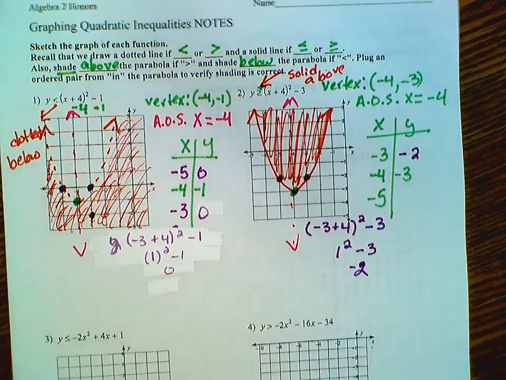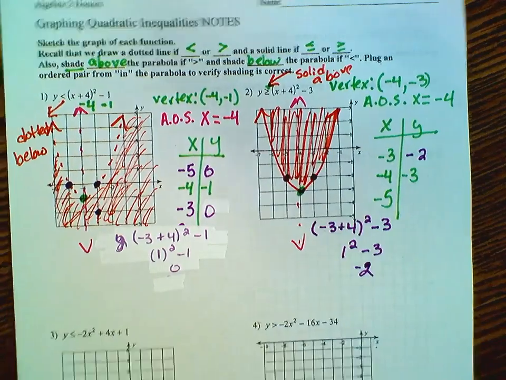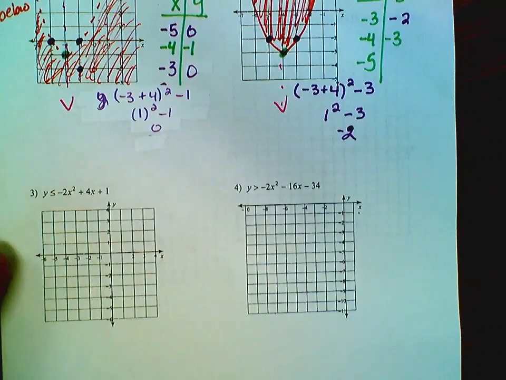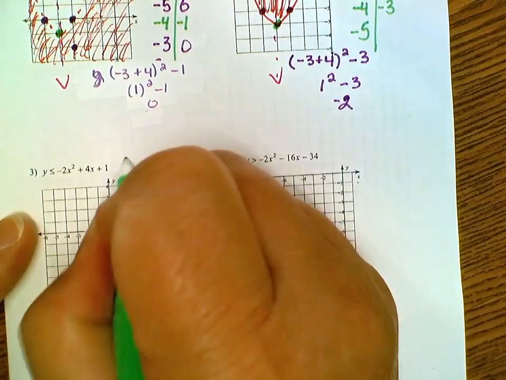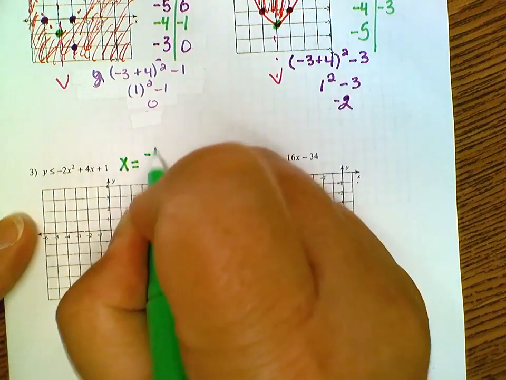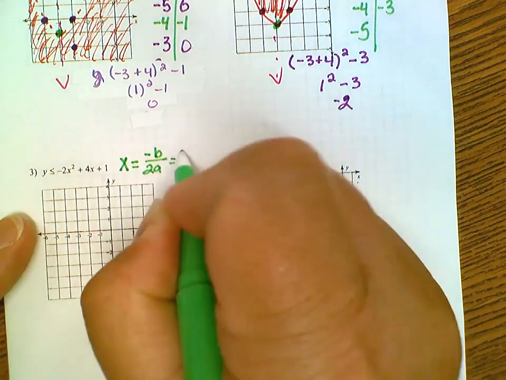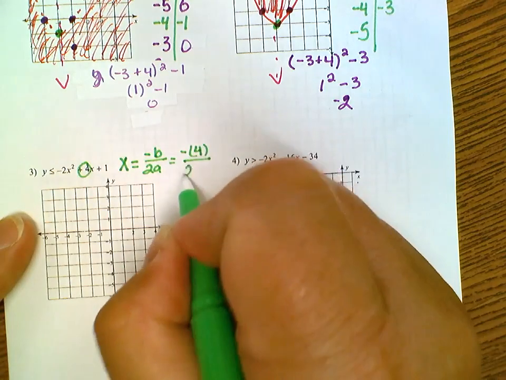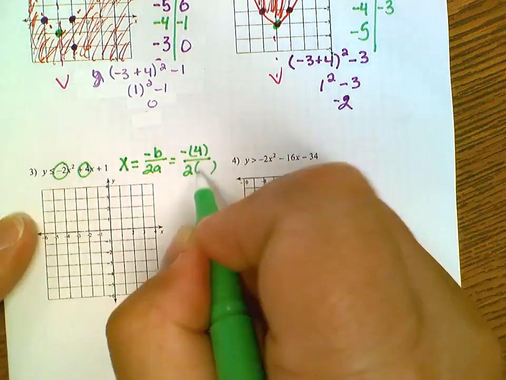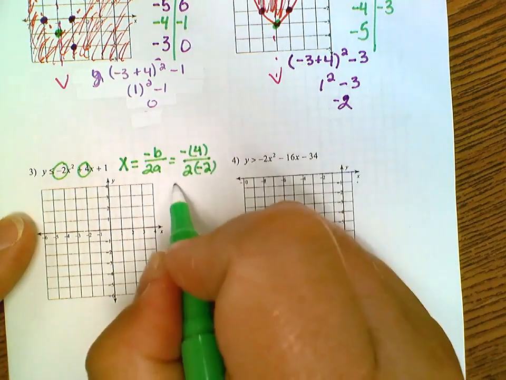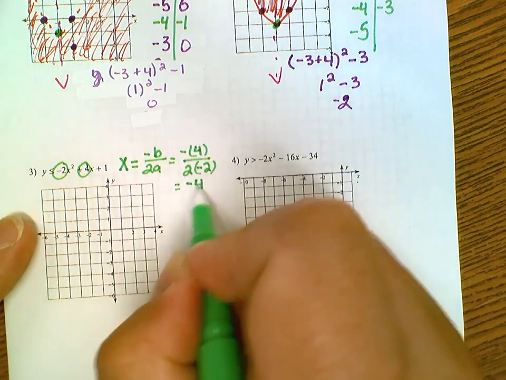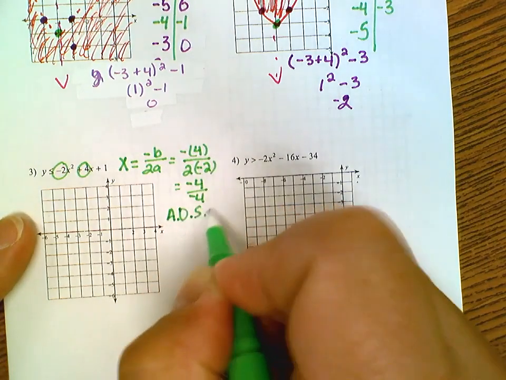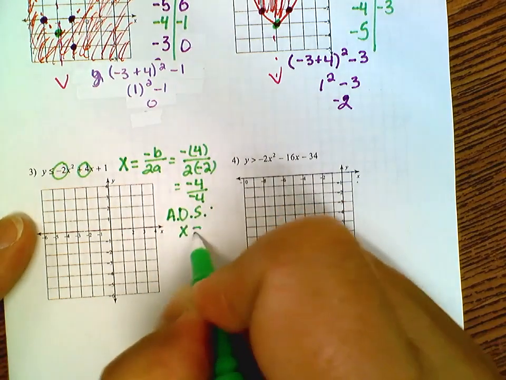My next two examples are in standard form, so I'm going to have to use my axis of symmetry little formula. So negative b is negative 4 over 2a, which is negative 2. So I have negative 4 divided by negative 4. My axis of symmetry is x equals 1.